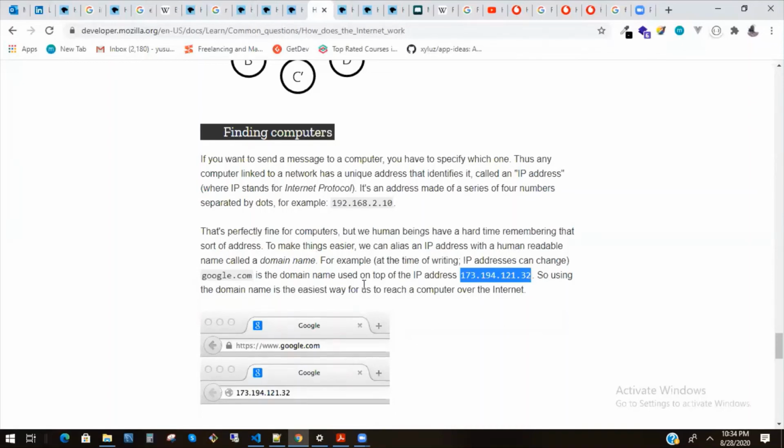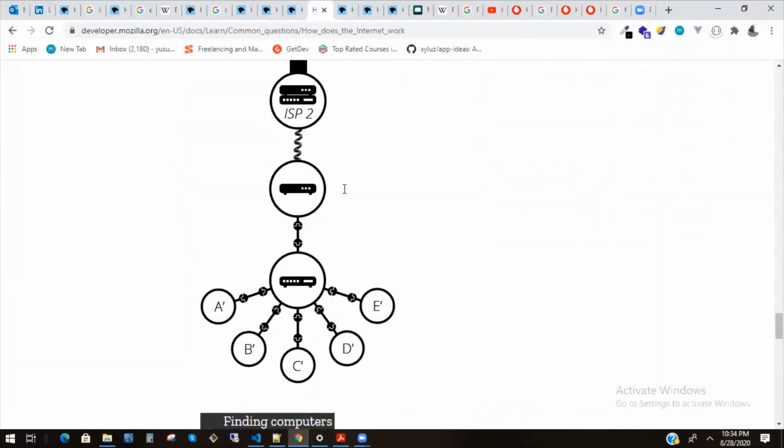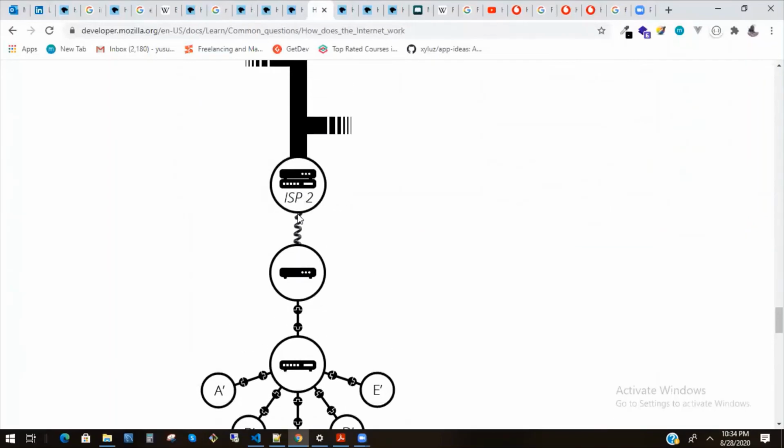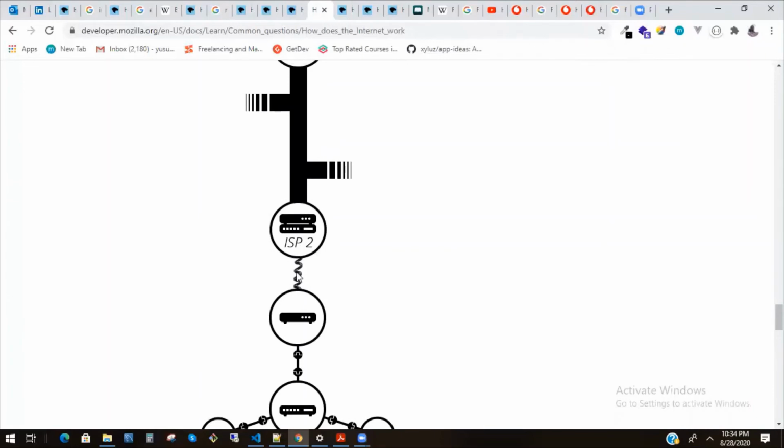The IP allows us to reach computers, so that each computer on the internet has its own IP. That's how the ISP locates each computer, and then we are able to get what we want from each computer.